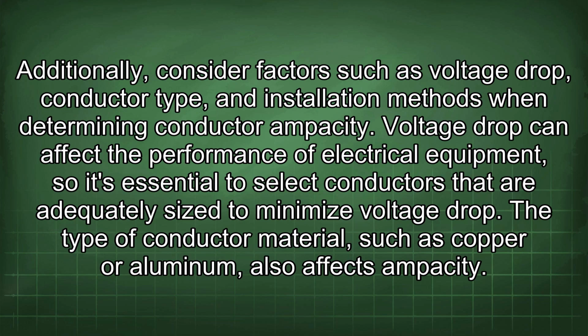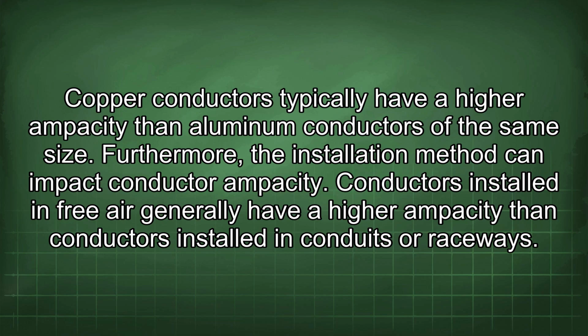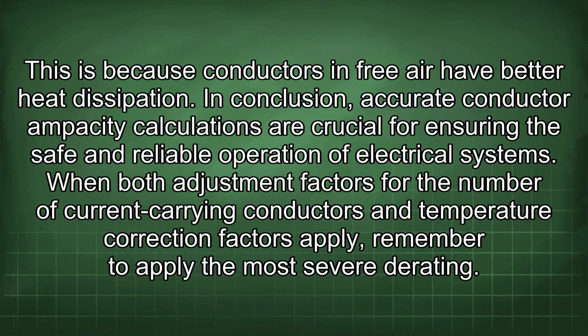Voltage drop can affect the performance of electrical equipment, so it's essential to select conductors that are adequately sized to minimize voltage drop. The type of conductor material, such as copper or aluminum, also affects ampacity. Copper conductors typically have a higher ampacity than aluminum conductors of the same size. Furthermore, the installation method can impact conductor ampacity. Conductors installed in free air generally have a higher ampacity than conductors installed in conduits or raceways. This is because conductors in free air have better heat dissipation.